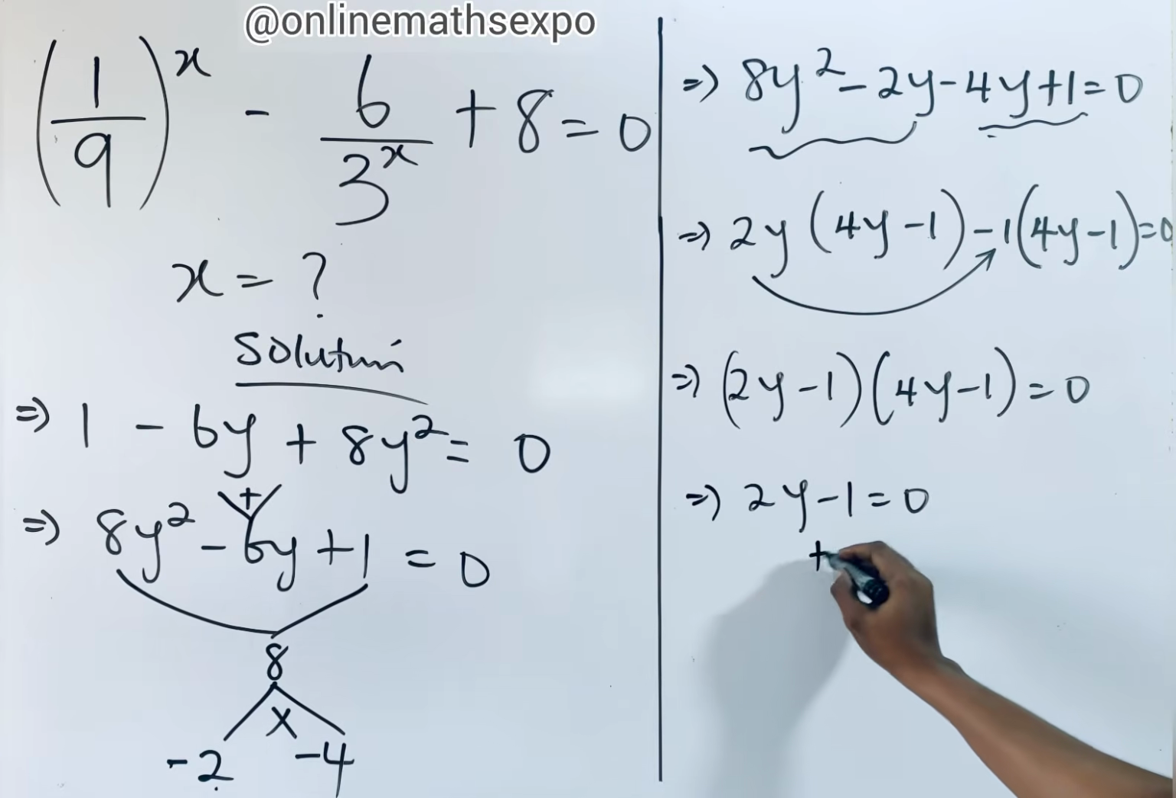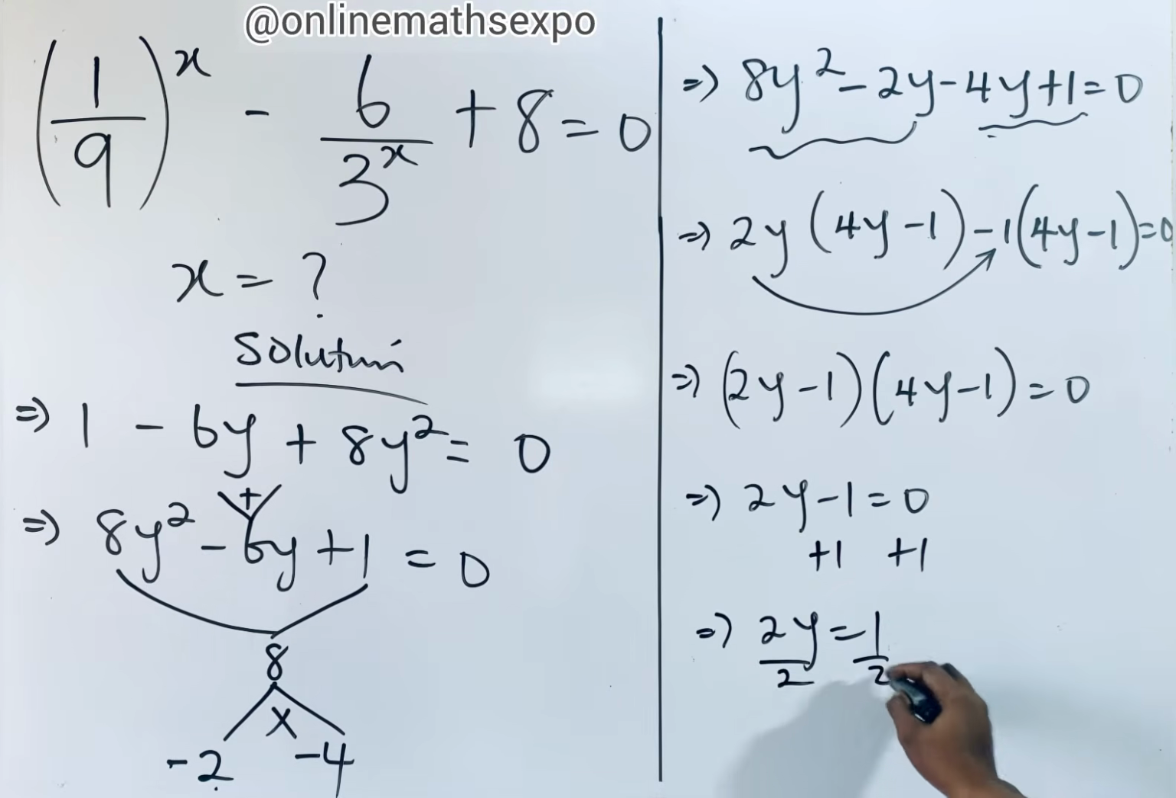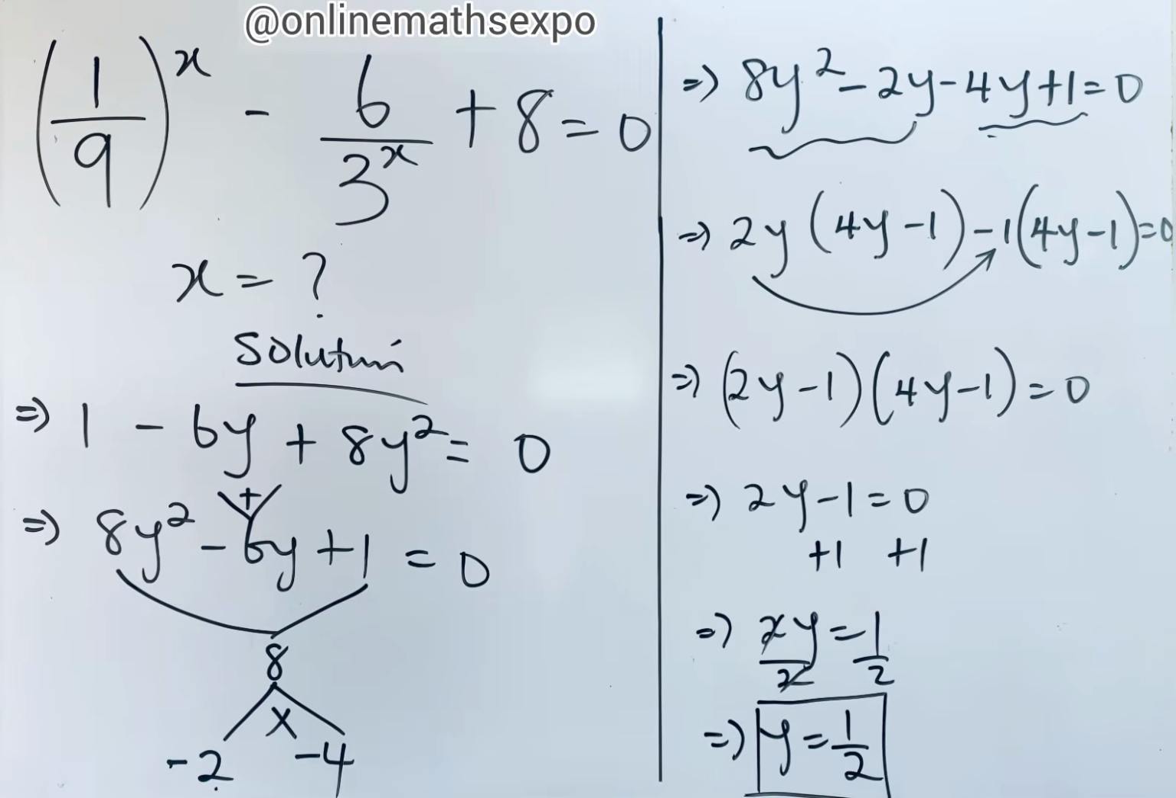To simplify, add 1 to both sides. So we have 2y is equal to 1. Divide both sides by 2. We have it that y is equal to half. So this is the first value of y.